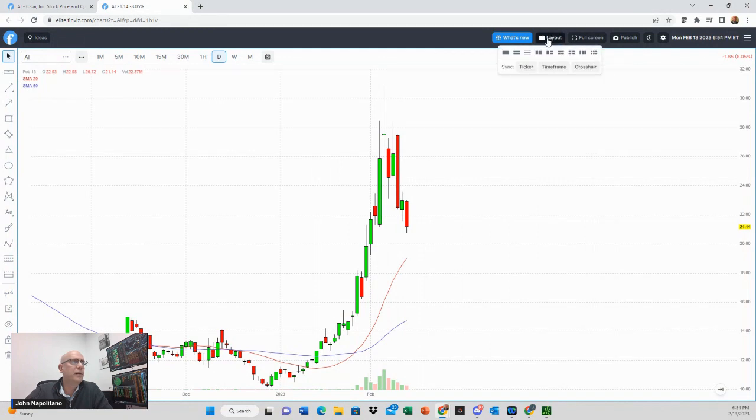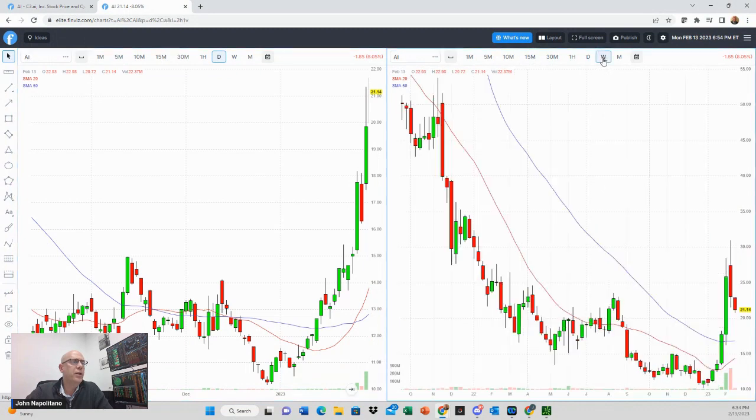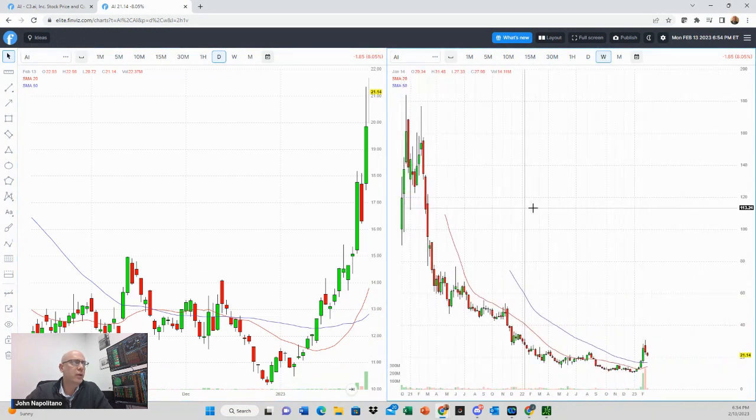What I'm going to do is split the screen here, and show you guys what the weekly chart looks like so you could get an idea of just how strong the stock used to be. So on the right-hand column, I'm looking at the weekly chart. Several years ago, this was a $180 stock. It is now a $21 stock.